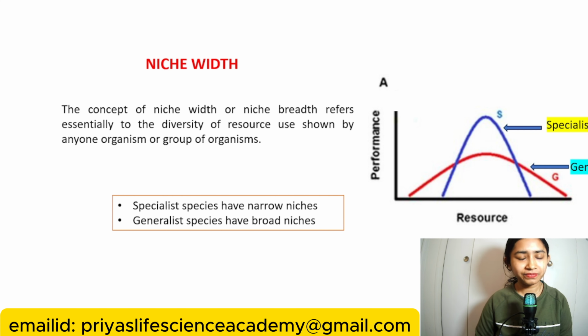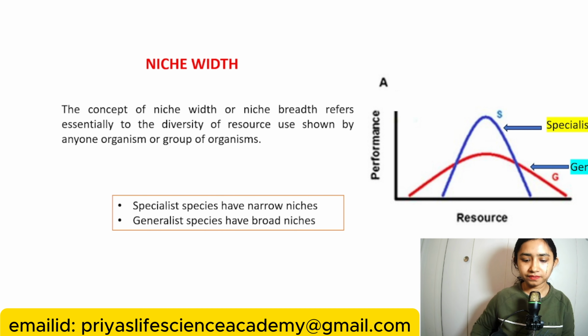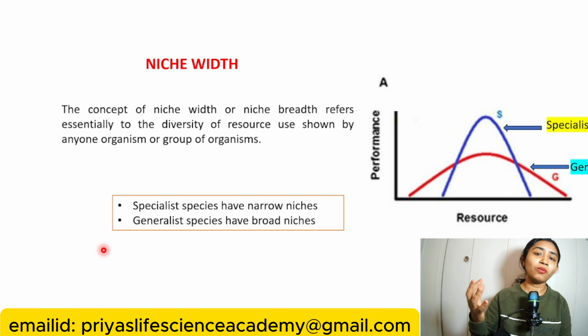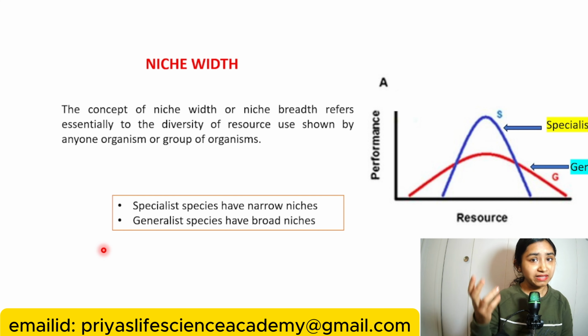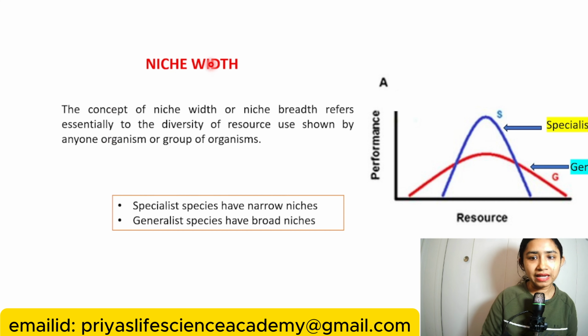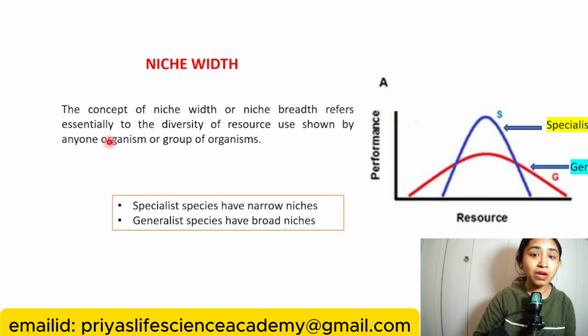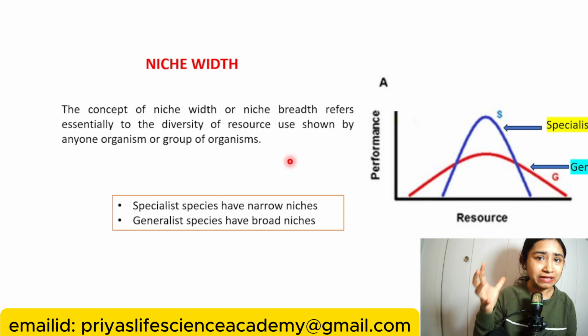So let's start. First of all, we will understand what is niche width. In the previous lecture we understood what is niche, what is habitat, what is realized niche, what is fundamental niche. In today's lecture we will understand what is niche width. The concept of niche width or niche breadth refers essentially to the diversity of resource use shown by any one organism or group of organisms. So how much diverse type of food the organisms consume, that's known as niche width.